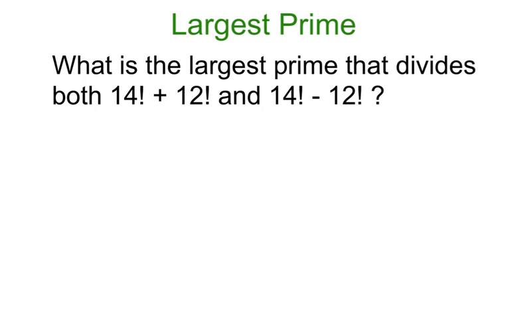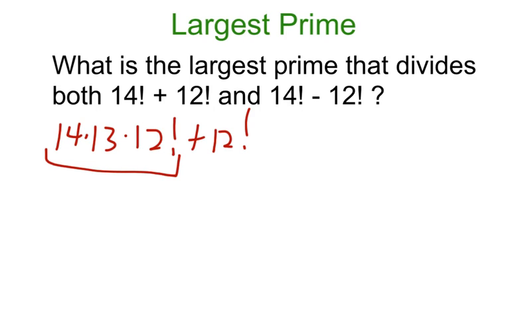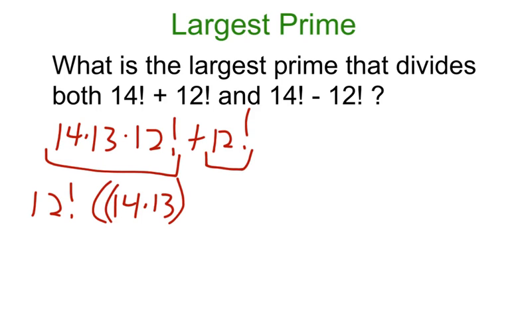All right, we can write it as 14 times 13 times 12 factorial plus 12 factorial. The first term has a 12 factorial, the second term has a 12 factorial. So just factor that out. And what remains is 14 times 13. And then in the second term, I can just multiply it by 1 to get 12 factorial. So 12 factorial is my common factor there.